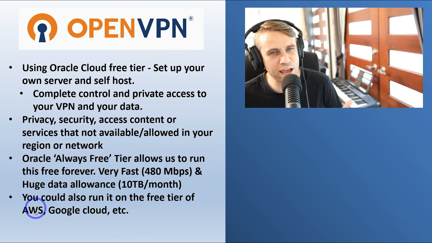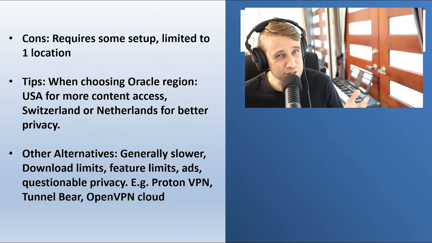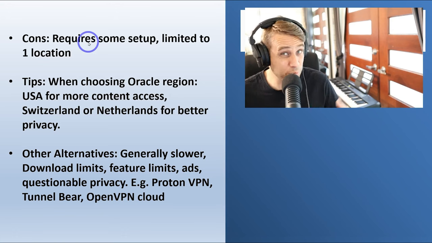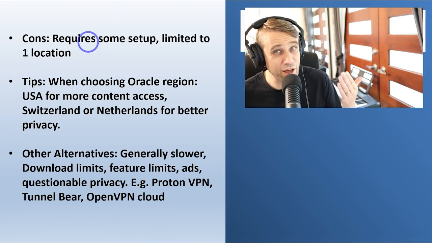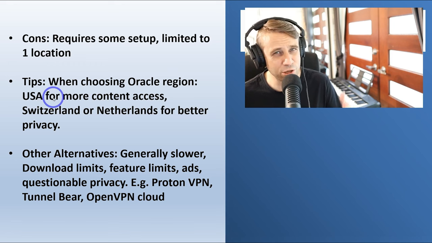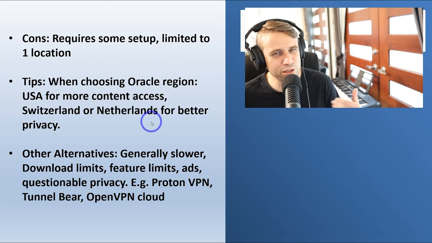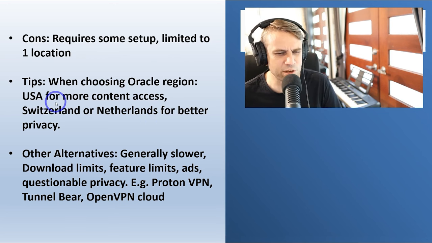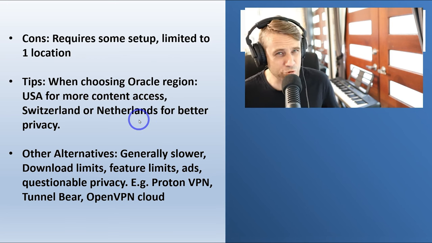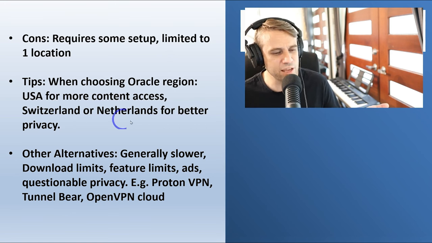And you could run this on AWS or Google's free tier too. I'm using Oracle for this example, but any one of those would do just fine. Now, the only real limitation to doing this is it does require some setup, which I'm going to go through in this tutorial, and it's limited to one location. So when you're choosing your location, just put some thought into it. If you want to access lots of content, pick a location in the USA. Most of your content is coming from the USA. Otherwise, if you're really concerned about privacy and anonymity, go for something like Switzerland or the Netherlands that have strong privacy laws. But probably one of those choices is going to be the right choice to locate your VPN.